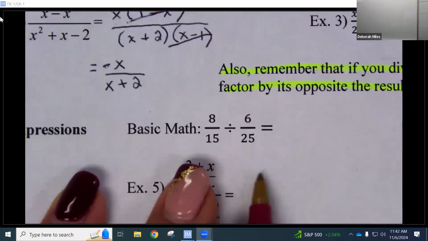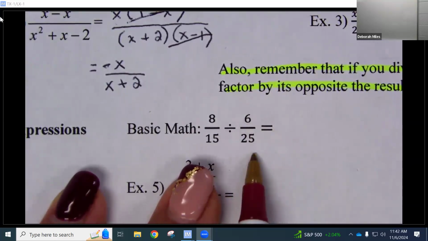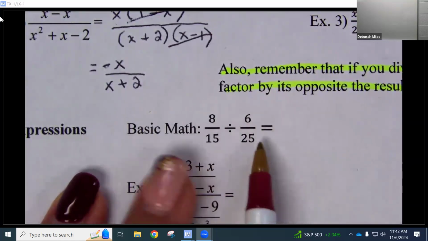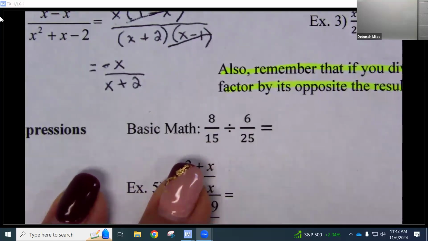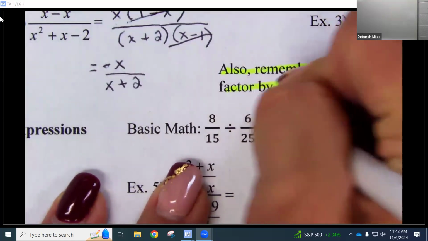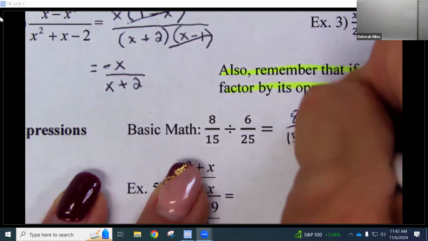Brittany, are you the one that said reciprocal a while ago? We're ready for that word now. We're going to take the reciprocal of the second fraction and then change it to multiplication. So 8/15 divided by 6/25 is the same thing as 8/15 times 25/6.